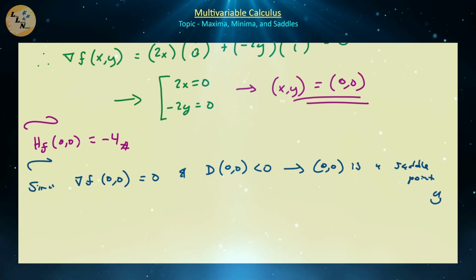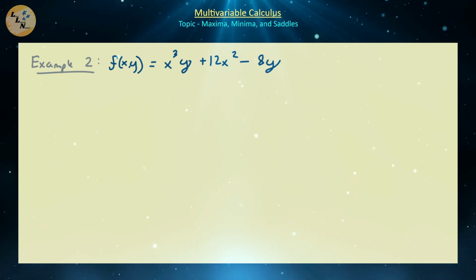Right, now that example is fairly straightforward, so let's actually go through another example that is not as trivial and see if we can follow the same exact process. So let's consider this function, f(x,y) is equal to x cubed y plus 12x squared minus 8y. First, let's find the critical points, and then we're going to classify those critical points as either a minimum, a maximum, or a saddle, or possibly inconclusive, via the second derivatives test.